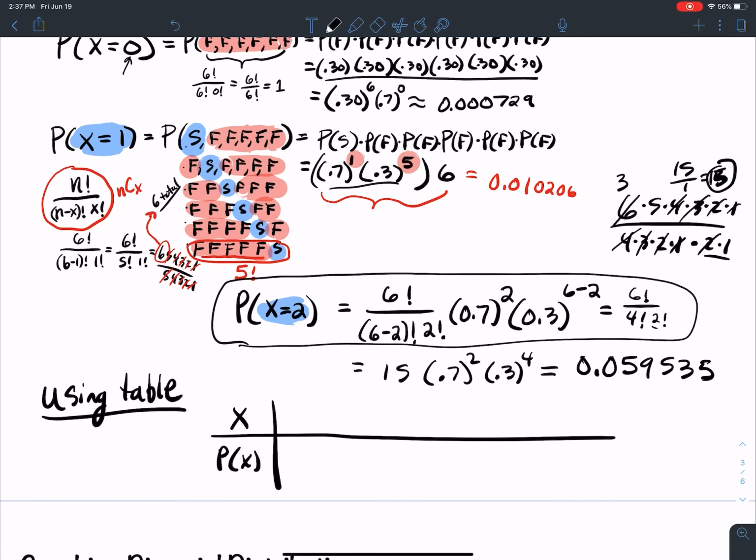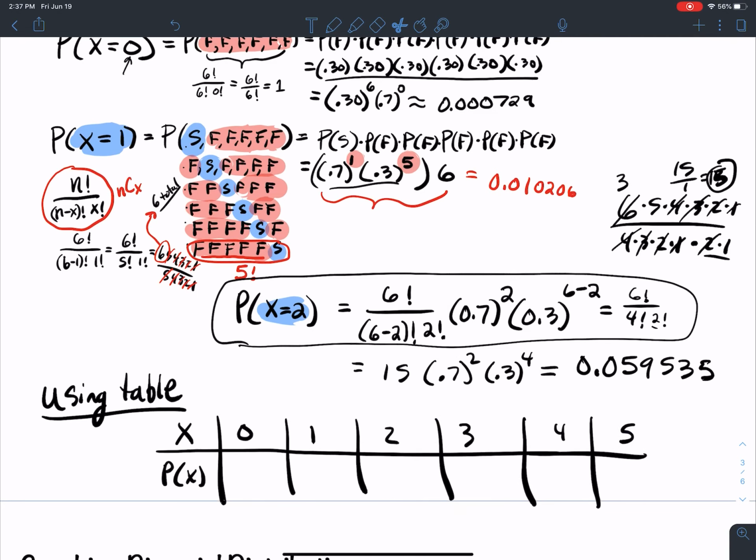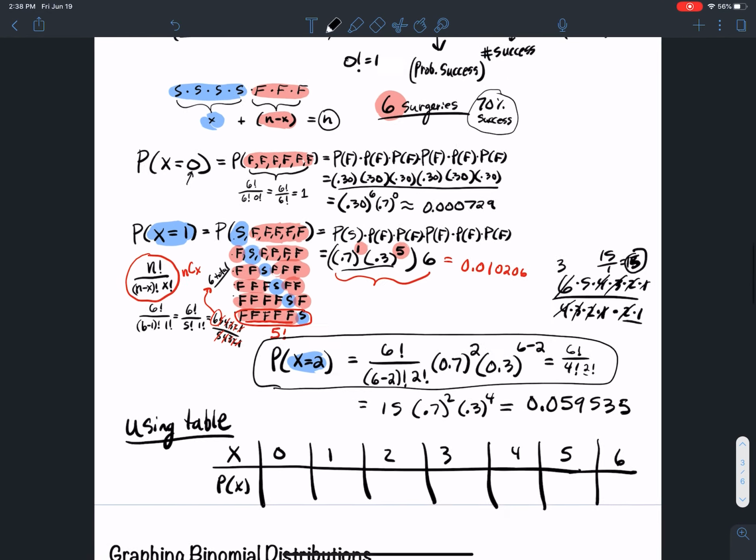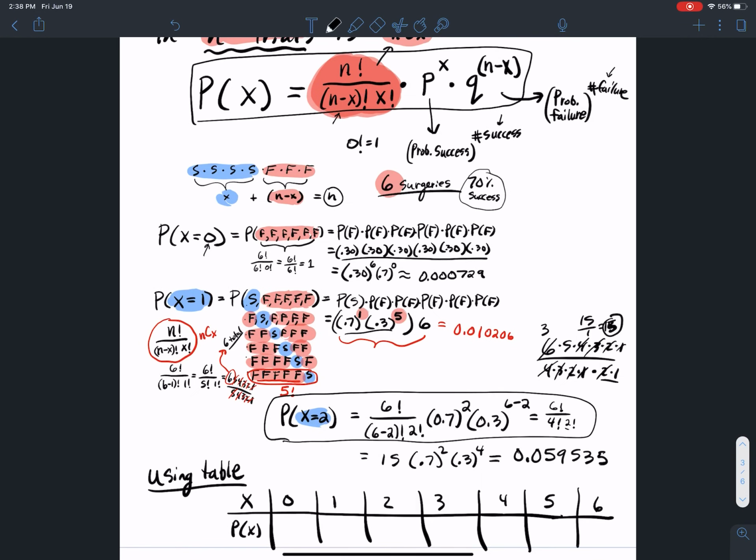So x and p of x. So what are all my number of successes? I could have no success. I could have 1 success, 2 successes, 3 successes, 4 successes, 5 successes, all the way up to 6 successes. Okay? When I'm dealing with 6 trials, 6 successes is the most that you could have. So you need n equal to 6, p equal to 0.7, and then q is given because I subtract there. And that's the information I need to use my table.